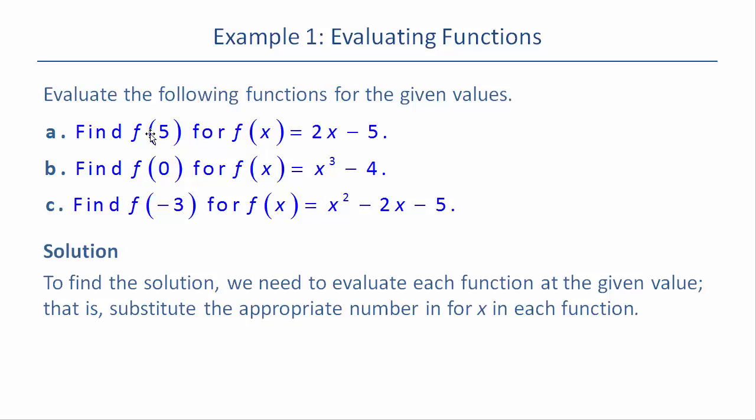All right, so obviously if we want to do f of 5, we just plug 5 in here and we get 10 minus 5, the answer is 5. Plug in 0, we get negative 4. Plug in negative 3 here, we get 9 plus 6 minus 5, and we get 10.